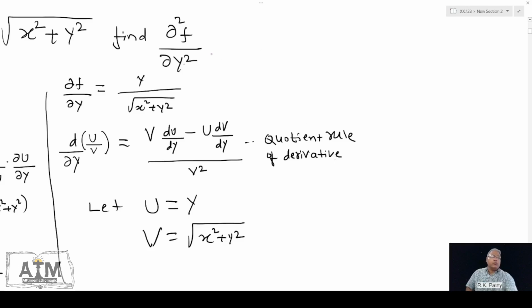Now we have to find the second order derivative with respect to y, and the variable y is present both in the numerator as well as in the denominator. So we need to apply the quotient rule of derivative. This is the quotient rule of derivative. You might know this formula very well. Here u equals y and v equals the square root of x square plus y square. So we will apply the quotient rule to find the second order partial derivative with respect to y.